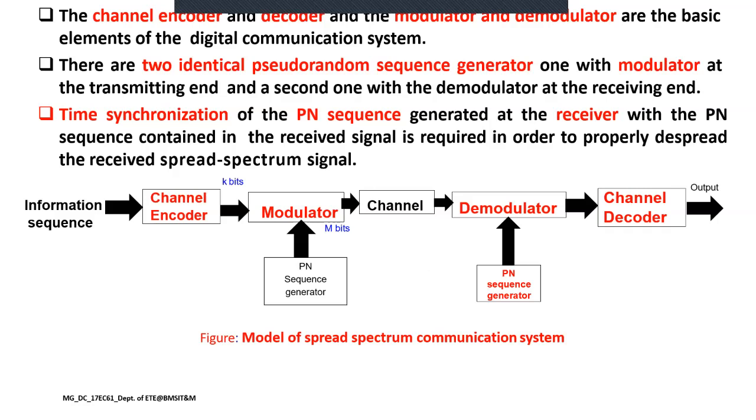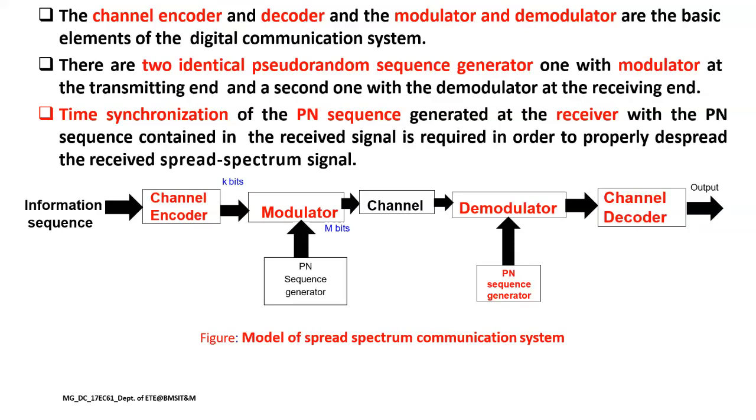Yeah. So next we'll discuss the model of the spread spectrum communication system. As we are aware, the main blocks of a conventional communication system are the channel encoder and decoder, and the modulator and demodulator. These are the four basic elements of a digital communication system, the conventional digital communication system.